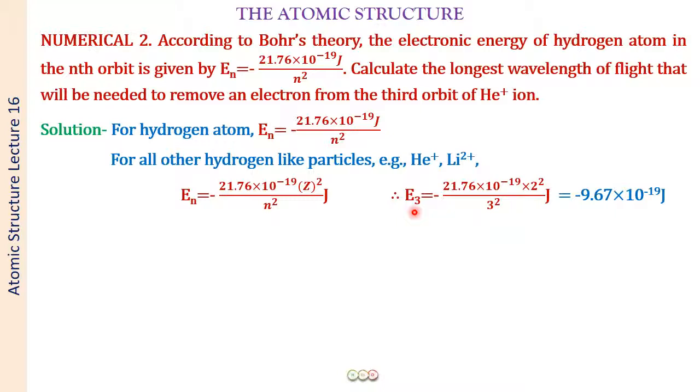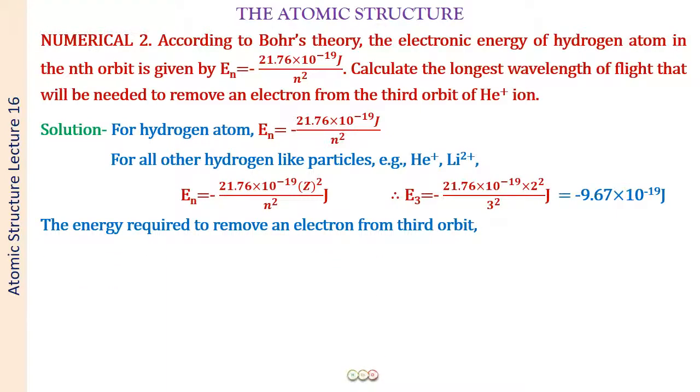So now the energy for the third orbit of helium plus ion, what would that be? Helium Z is 2, so multiply by 2 square, and n is 3 because this is the third orbit, so we have 3 square. So this energy that is going to be there is minus 9.67 into 10 power minus 19 joules.